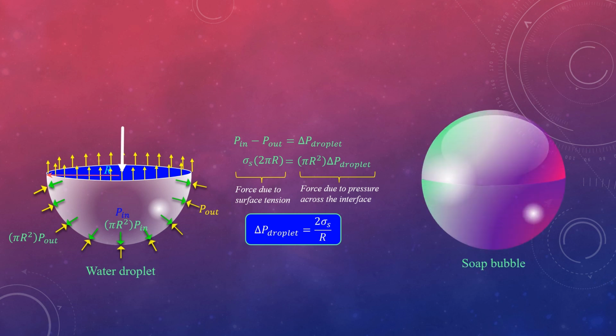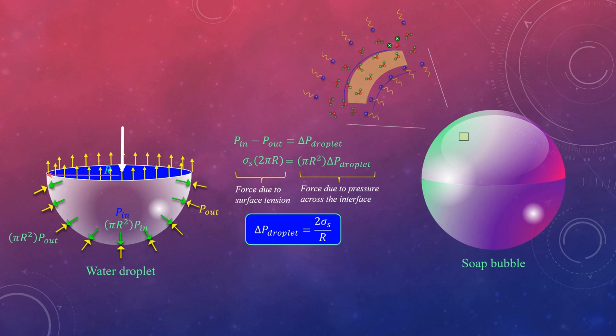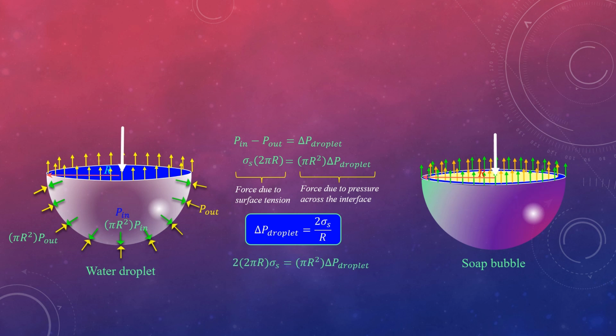Now let's see the case for a soap bubble. The surface of a soap bubble consists of two layers of soap molecules with their tails pointing out. Between the two surfaces, water molecules are trapped. So for a soap bubble there are two surfaces on which surface tension acts. The gap between these two surfaces is very less, so we can assume the radius for both the surfaces to be capital R. Thus the force due to surface tension is double that of water droplet, and the force due to pressure across the interface remains the same. Finally, on rearranging we get delta P for a bubble equal to 4 sigma s by r.